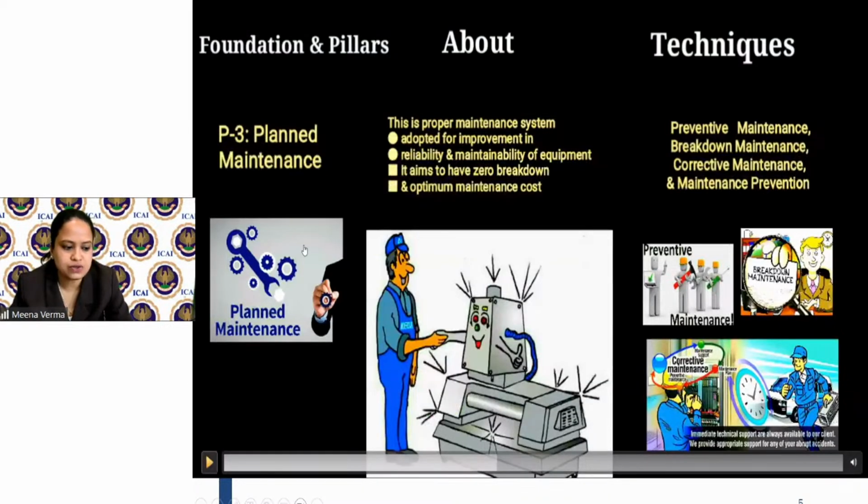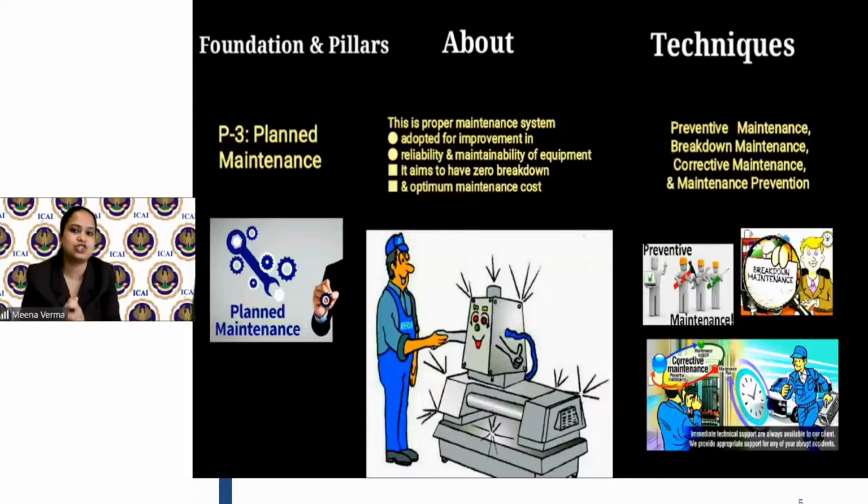Okay. Third is what? Planned maintenance. Now, what is planned maintenance? So what will happen? You will do here preventive maintenance, breakdown maintenance, corrective maintenance, and maintenance prevention. So as I told you, prevention is better than cure. So here the focus is more on prevention, right?